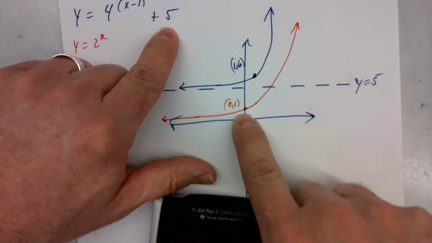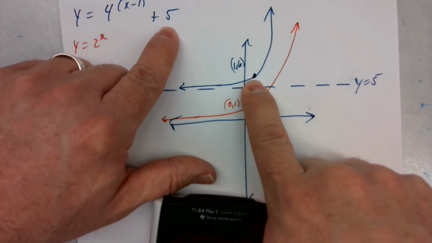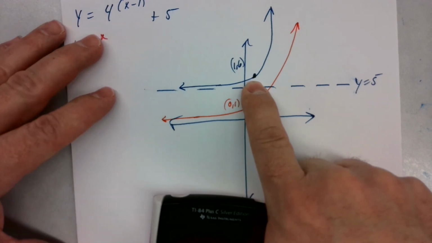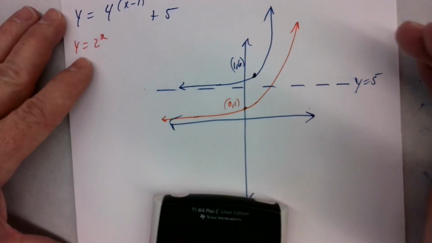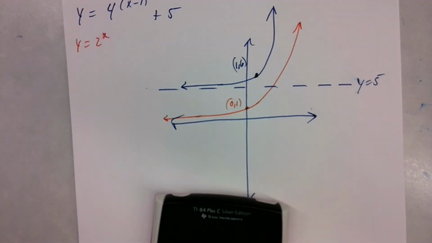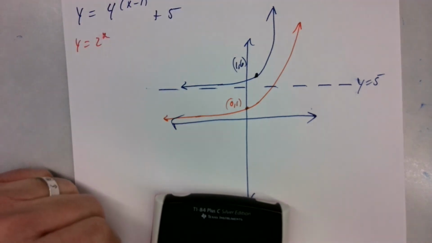Yeah, this is my starting point. I'm going to move right 1. I'm going to move up 5. That new point will be at 1 and 6. On the last one, I didn't do the bottom line. I just put 0, 1, and I do that. I don't care how you do it. I'm just trying to show you how it changes.